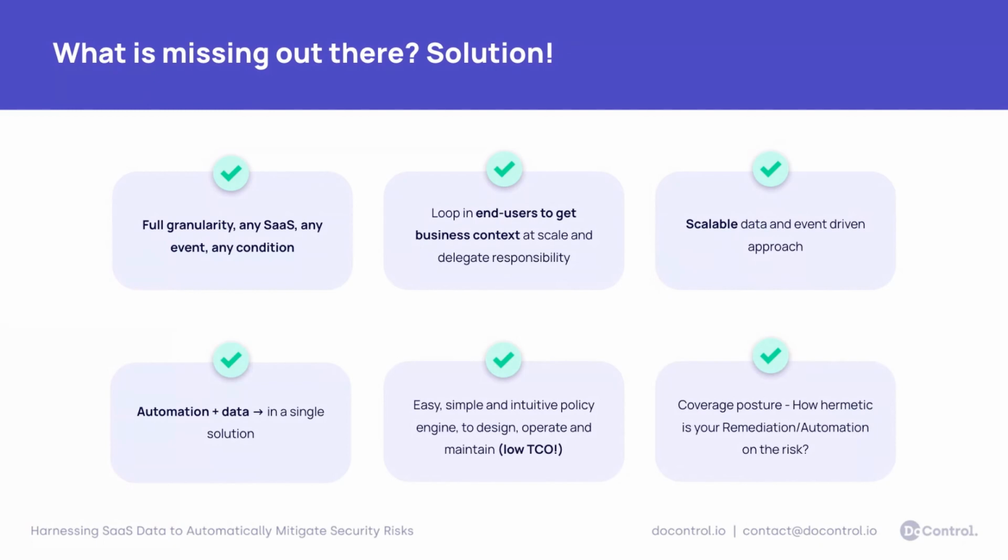As you saw, I created very complicated use cases, scenarios and business logic in a matter of minutes, and it's super intuitive and easy to design and to operate. So the low total cost of ownership is there. And I didn't demonstrate it, but the idea here is also to give you an understanding of your posture. What is your remediation versus automation coverage, and how good are you at covering your risk?